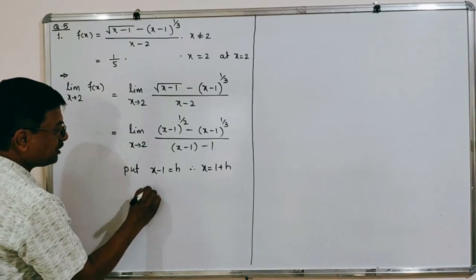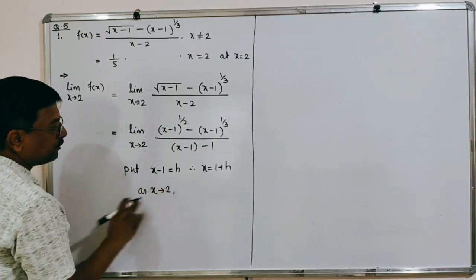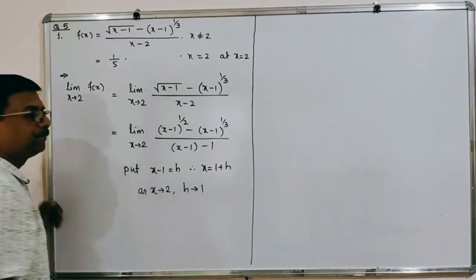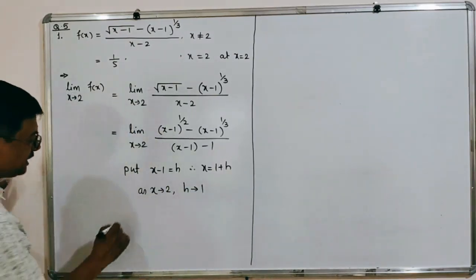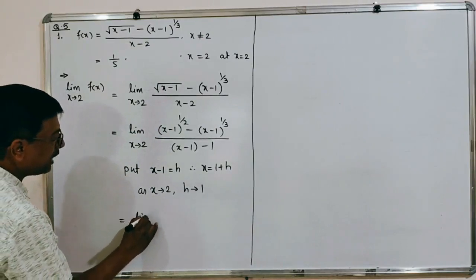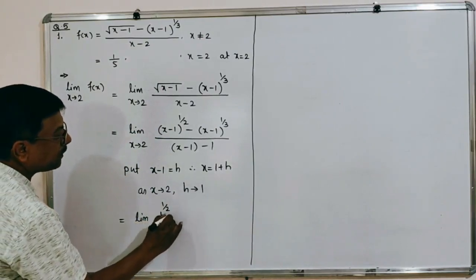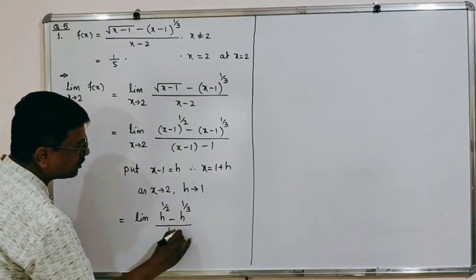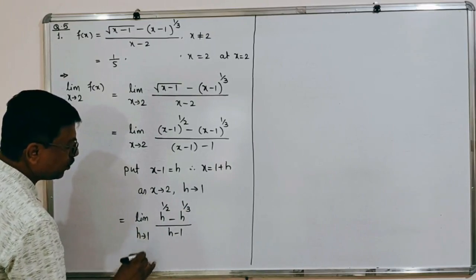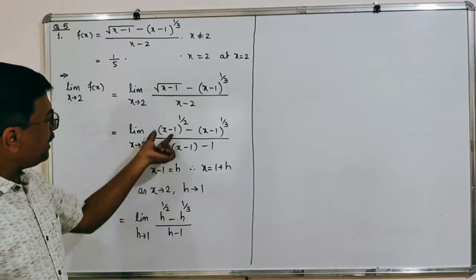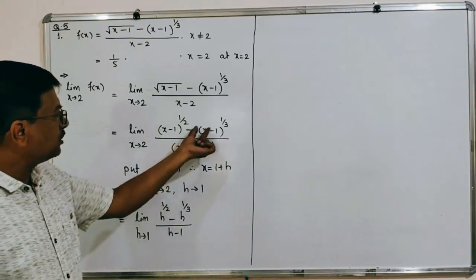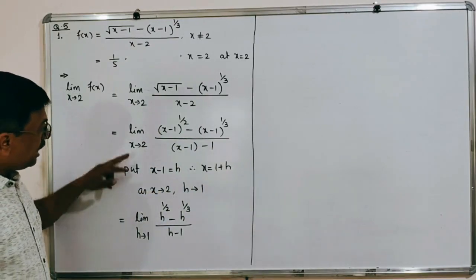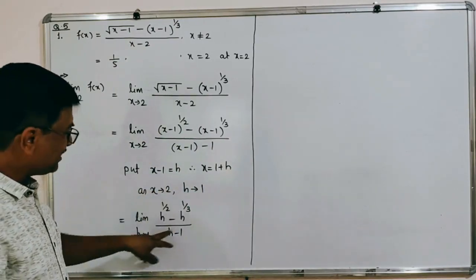As x tends to 2, if you substitute 2 here, 2 minus 1 is 1, means h must tend to 1. Means this limit converts to the limit of h raised to 1 by 2 minus h raised to 1 by 3, divided by h minus 1, as h tends to 1. We have replaced everywhere this x minus 1 by h. Here h raised to 1 by 3, this is h minus 1. And x tends to 2 becomes h tends to 1.